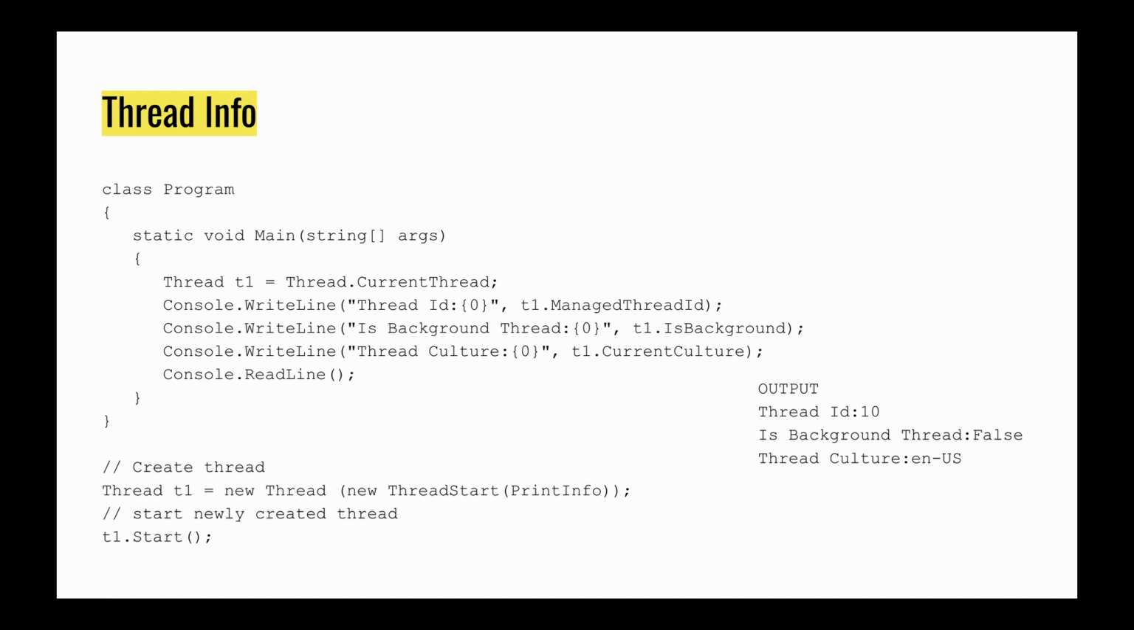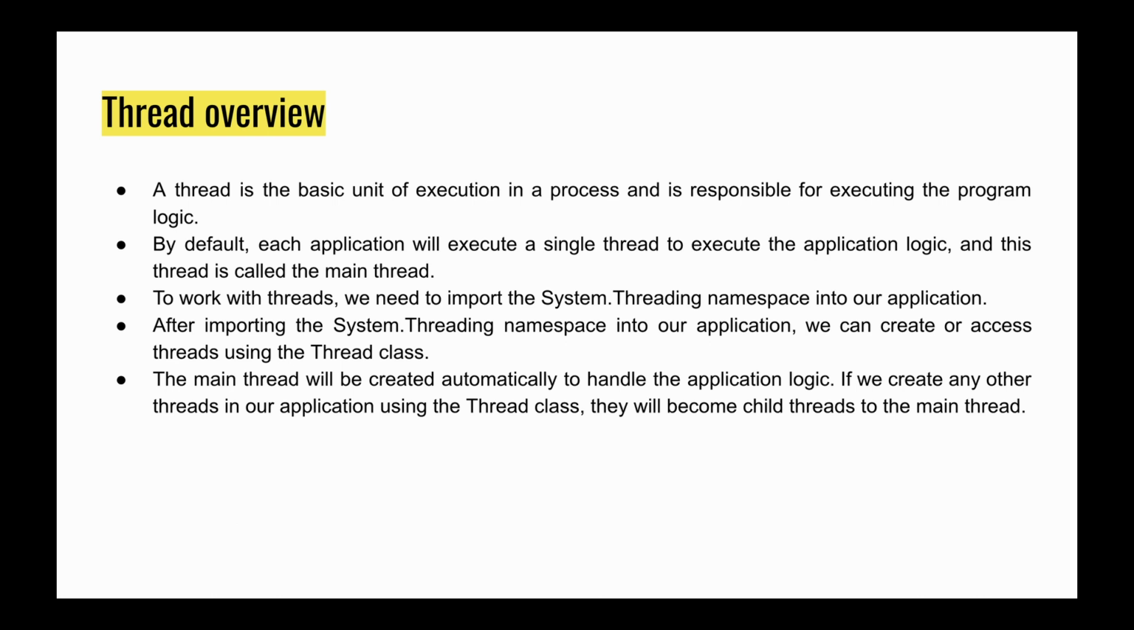To create a new thread, we need to pass the ThreadStart delegate as a parameter to the Thread constructor as shown below. Here, the ThreadStart parameter is the method executed by the new thread. After creating a thread, we need to call the Start method of the Thread class to start the execution of the newly created thread.